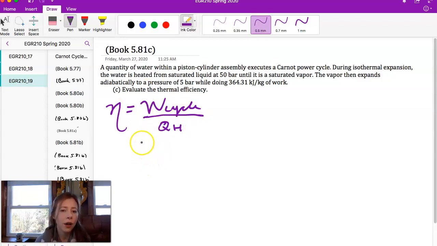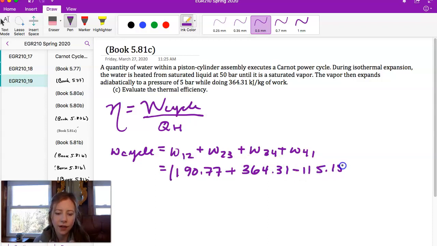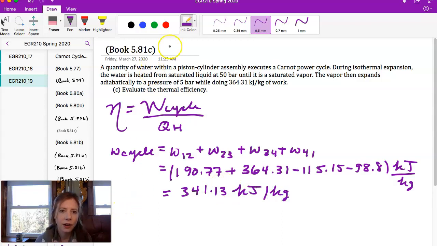which we know, well, we know all our W's, so now we can find W cycle. So W cycle is going to equal W12 plus W23 plus W34 plus W41. And so this is going to be equal to 190.77 plus 364.31 minus 115.15 minus 98.8, and this is kilojoules per kilogram. So W cycle is going to be 341.13 kilojoules per kilogram.